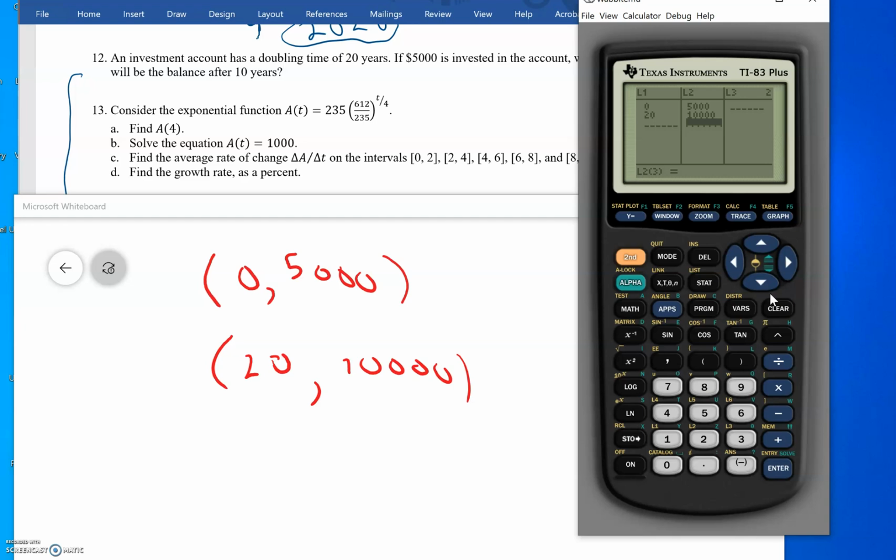Okay, and then we'll do exponential regression. And there's our model. To find the balance in the account after 10 years, now that we've got the model, we just need to evaluate it with an input of 10. And we get $7,071.07, rounding up. And that's all we have to do for question 12.